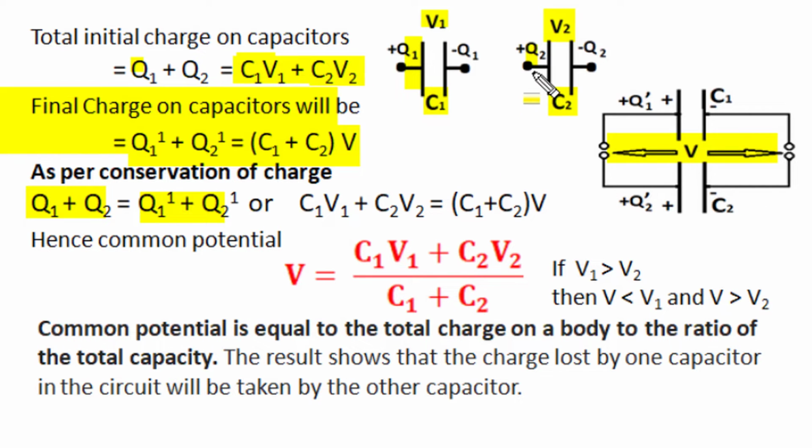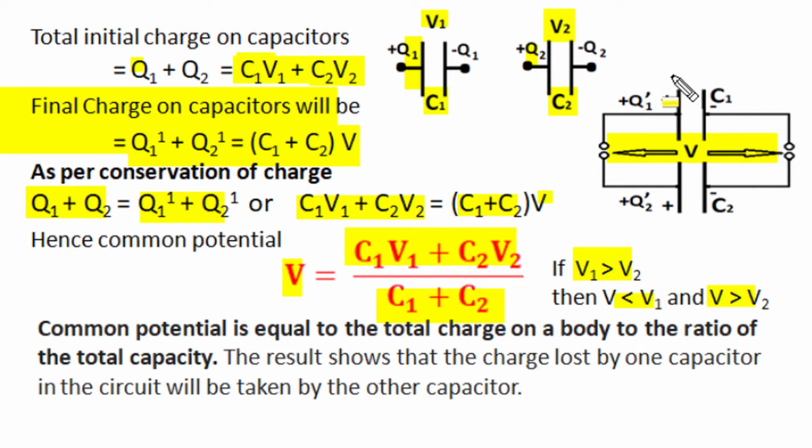Initially two capacitors are isolated and have different voltages, and finally the parallel connected capacitors get common potential. So initial charge C1 V1 plus C2 V2 is equal to final charge C1 plus C2 times V, where V is the common potential, and we can find the common potential as the total amount of charge on the two capacitors divided by the sum of capacitance of the parallel connected capacitors. And if V1 is greater than V2, then this common potential will be less than V1, as this capacitor will release some charge to the other capacitor and the voltage V2 will increase to V.